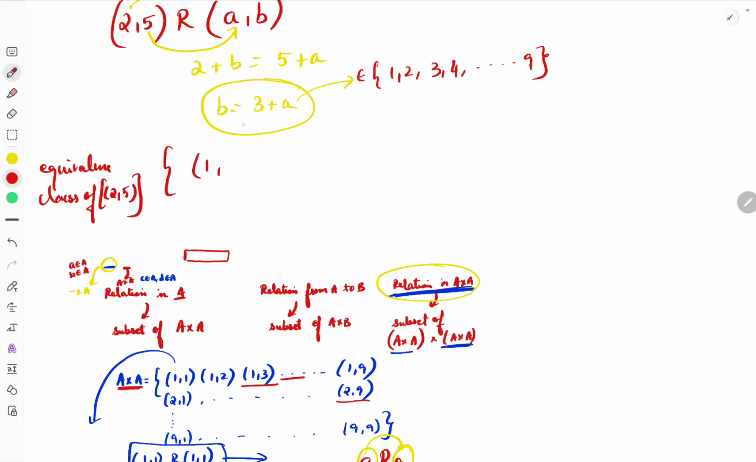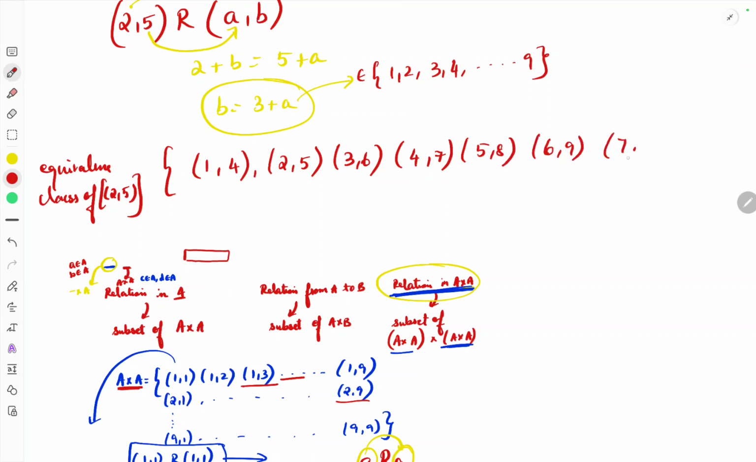If I write 1 here, B will be 3 plus 1, it is 4. So next (2, 5), I can write (3, 6), I can write (4, 7), I can write (5, 8), and then (6, 9) I can write. I cannot write 7, because if I take A value as 7, since B also belongs to that set A, B will be 7 plus 3, which is 10, but 10 does not belong to the set A. If we had 10, then I could include this element. So I have to stop here itself.